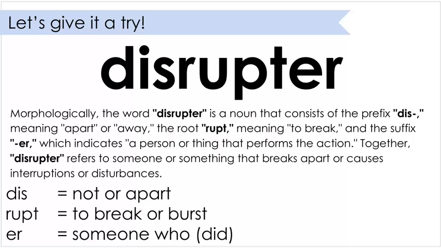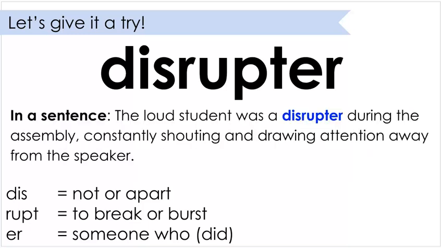Disruptor is correct. Morphologically, the word disruptor is a noun that consists of the prefix dis, meaning apart or away, the root rupt, meaning to break, and the suffix er, which indicates a person or thing that performs an action. Together, disruptor refers to someone or something that breaks apart or causes interruptions or disturbances. In a sentence, we might say, the loud student was a disruptor during the assembly, constantly shouting and drawing attention away from the speaker.